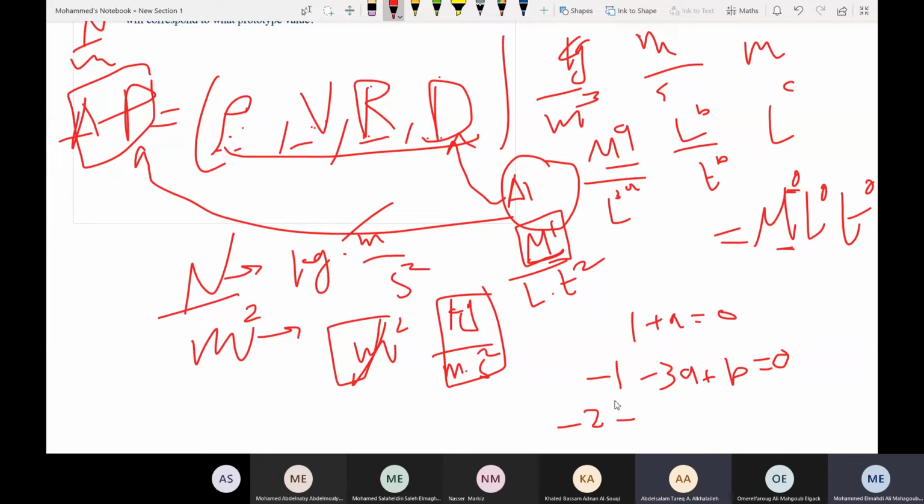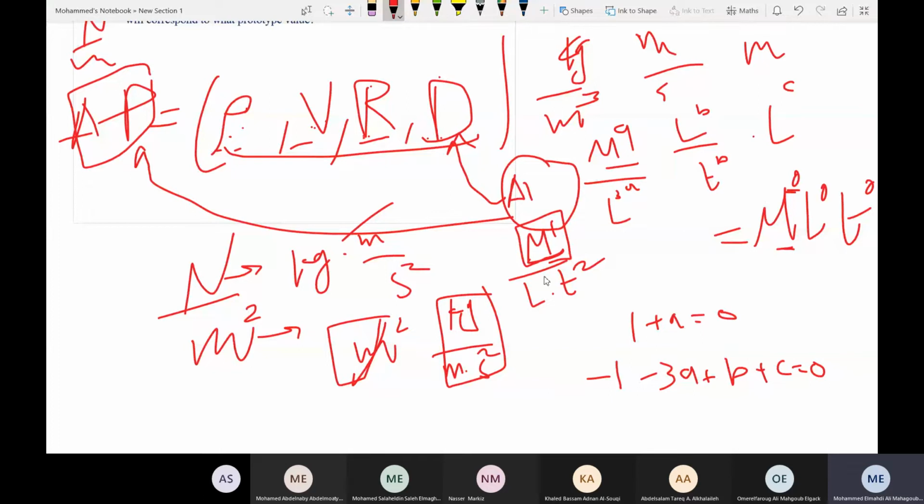Mahdi: For the length, isn't there also plus C? Yes, I hadn't completed them from here. Sorry, we just add the powers only. Minus 1, minus 3A, plus B, plus C equal to 0. This question will make more sense than the previous one. You will find you have 3 equations and 3 unknowns, so you solve them directly. There is no manipulation or anything.